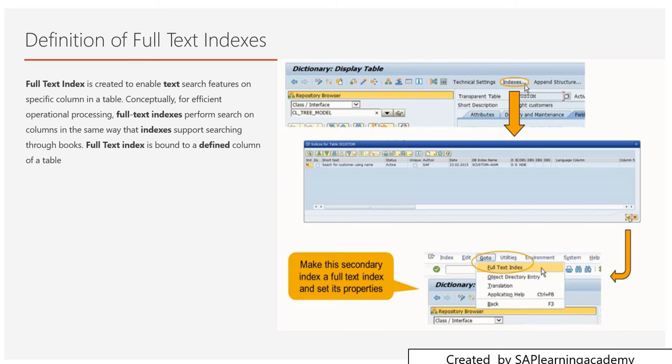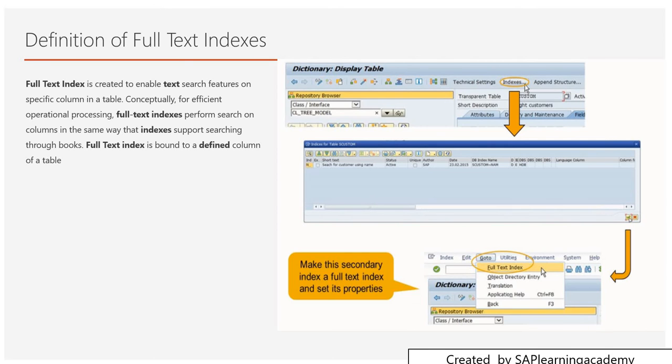So how can you do it? You need to open the table, and once you open the table, you can find the option called indexes, and there one by one you need to follow the process, and you need to create the indexes called full text indexes. And here we create a full text index based on a single column of a table.